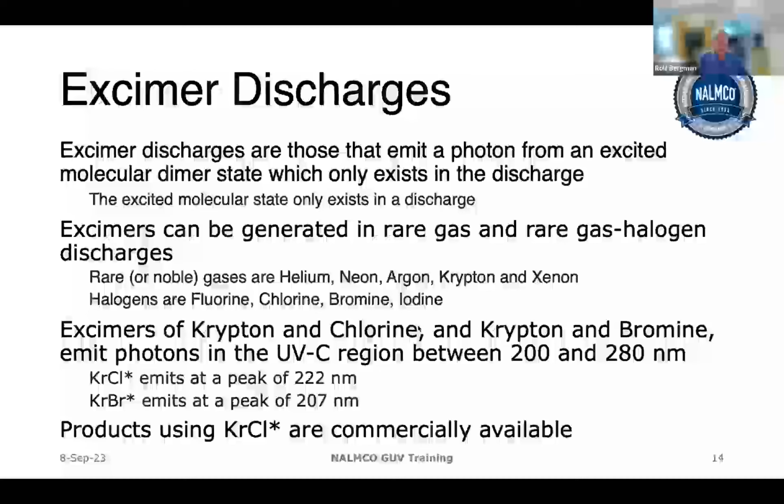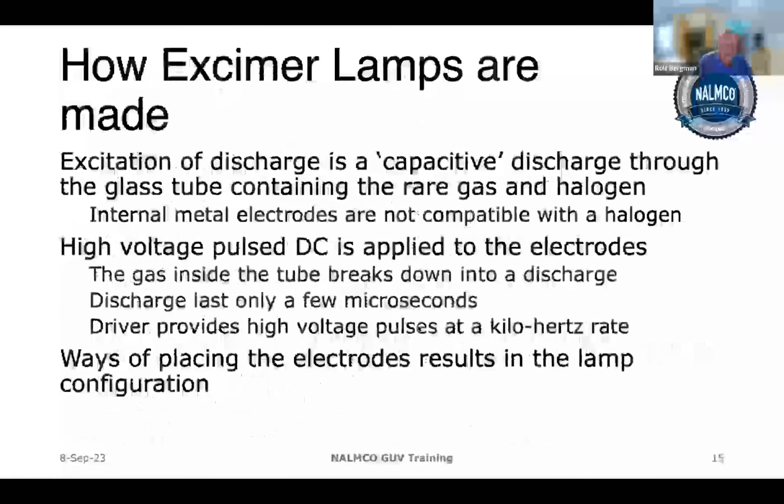For a particular use in germicidal application, the UVC region above 200, there are two excimers that have been studied. Krypton chloride excimer, which emits largely at 222, and krypton bromide, which emits at 207. Because the 207 is near the edge of the UV and also creates quite a bit of ozone, it is not used extensively in the industry. So mostly krypton chloride lamps are what is being manufactured and made available for germicidal applications.